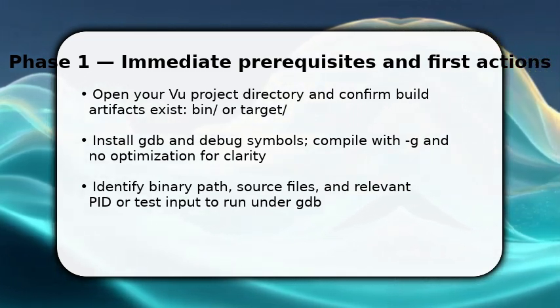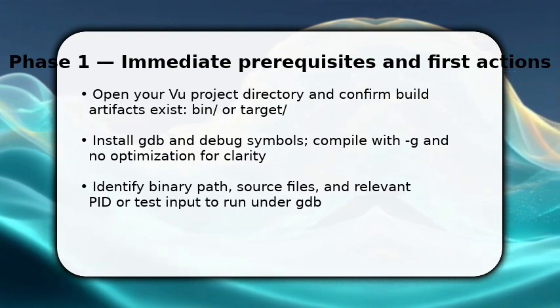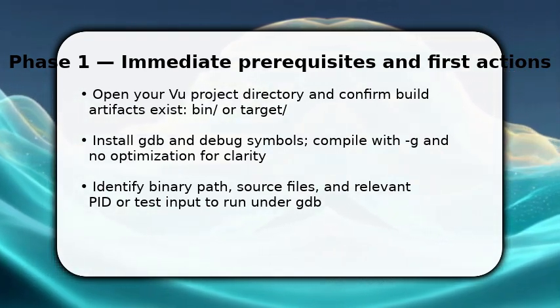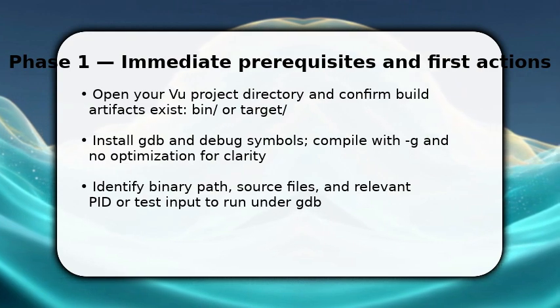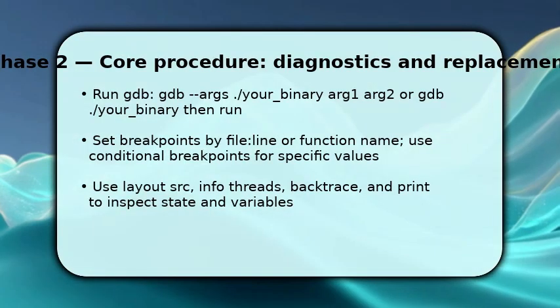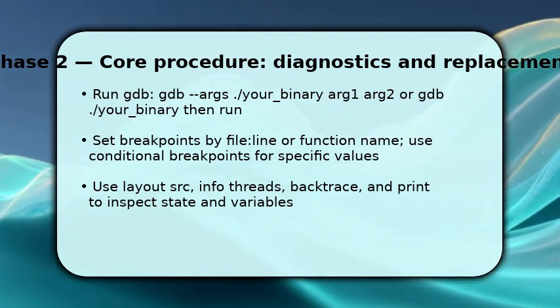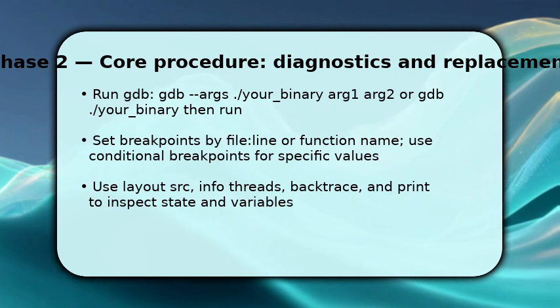If the process is already running, note its PID for attach. You do this now to ensure GDB can resolve files and line numbers. You launch GDB with the binary and any args, or attach to a PID if needed. This starts the control loop for debugging.